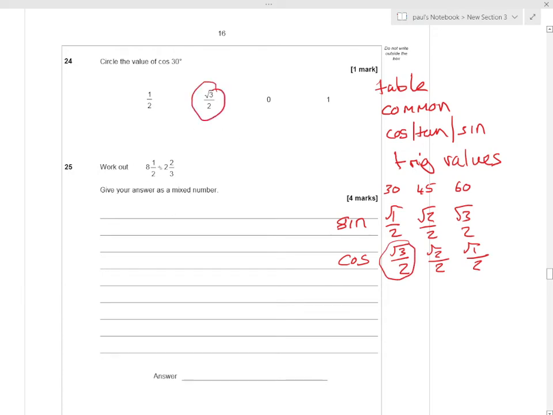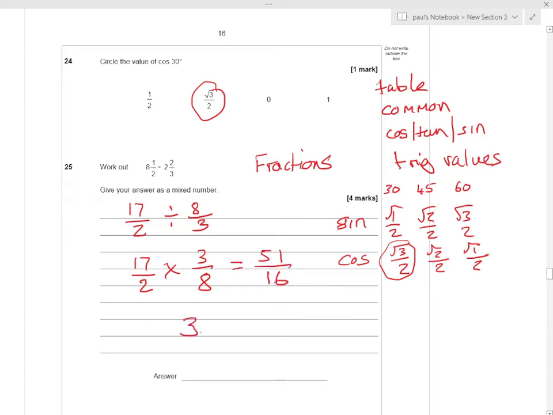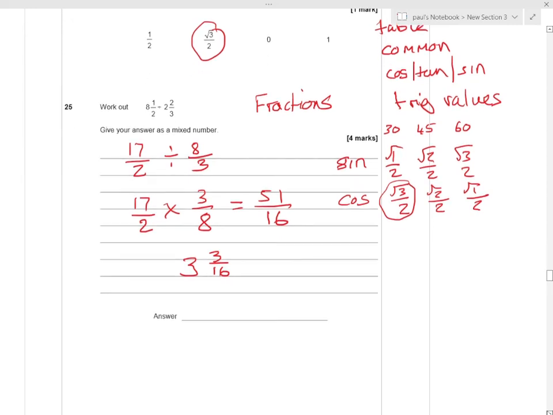Give your answer as a mixed number. So division. So first of all, there's fractions, so first of all, change them into top heavy. 17 over 2 divided by 8 over 3. Turn this one upside down and multiply. So 3 17s are 51 and 2 8s are 16. So 16s into 51 go 3 because 3 16s are 48 and we've got 3 16ths left over. Right, these are getting complicated.